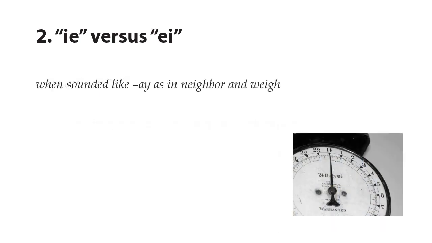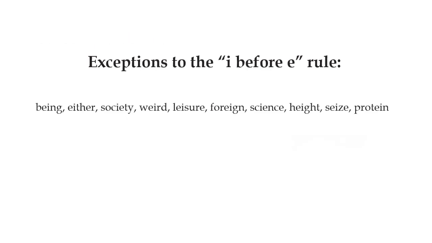Okay, or when sounded like A, as in neighbor and way. So in addition to neighbor and way, we have words like wait, slay, and feign. So there are some notable exceptions to this I before E rule. Being, either, and these are common words, you can see. These are not just obscure words that come up occasionally. These are some common words, and they are worth looking at. Either, society, weird, leisure, foreign.